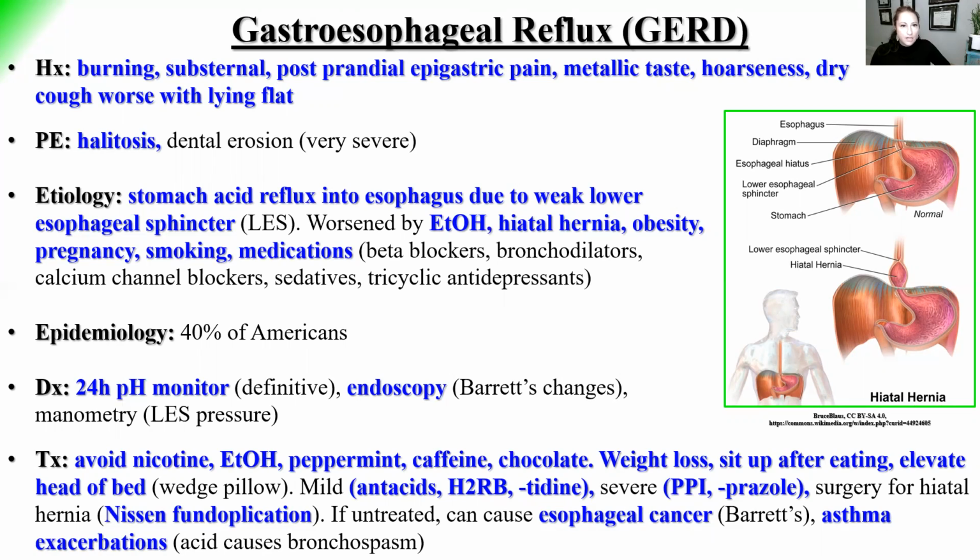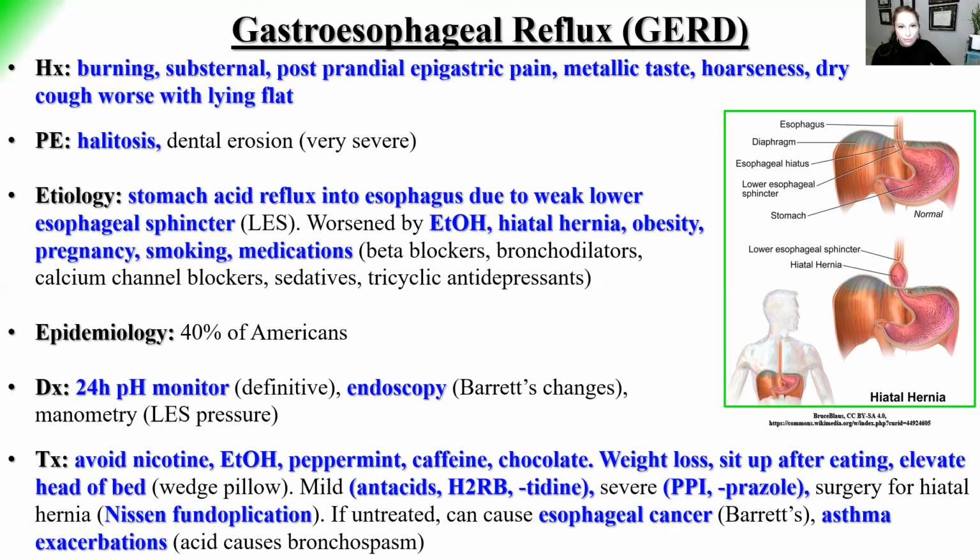The definitive test for this is going to be a 24-hour pH probe monitoring in the esophagus. But you may see, just like we said on endoscopy, those changes where they're developing the Barrett's esophageal changes. You can also do manometry, which measures the pressure in that lower esophageal sphincter to see if it's working correctly.